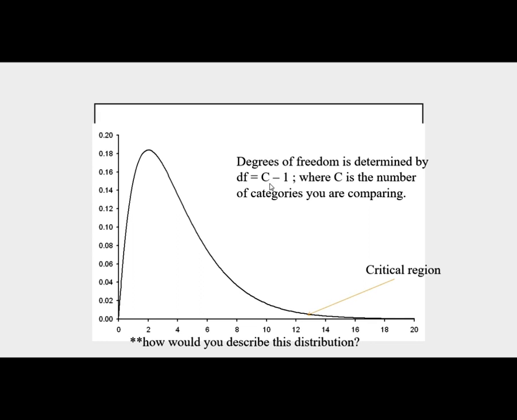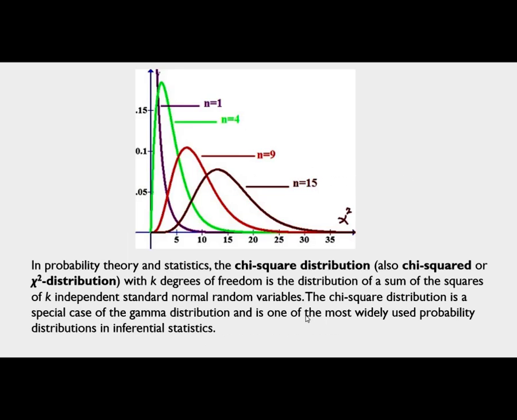For a goodness-of-fit test, we don't have the row variable. We're just comparing some categorical variable against some hypothesized distribution. So it's just C minus 1, where C is the number of categories that you're comparing. So how would you describe this distribution? Remember back in the day, this is a right skewed distribution, and over here is the critical region.